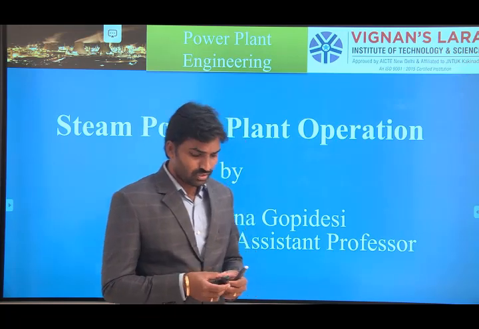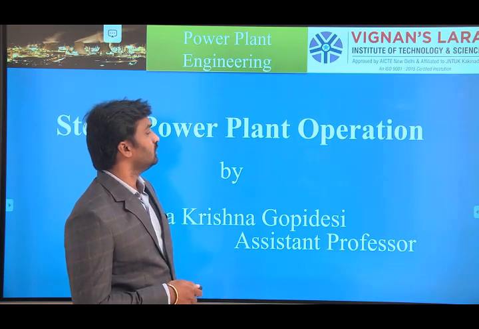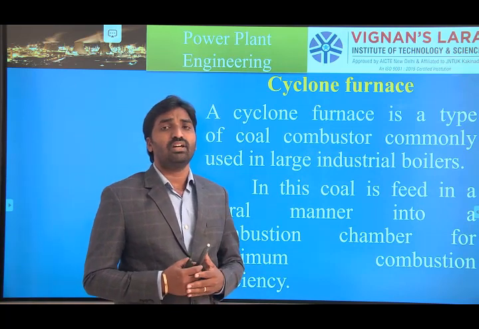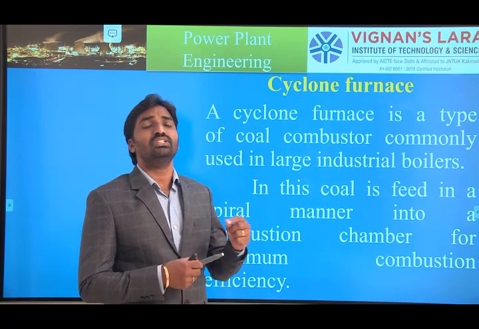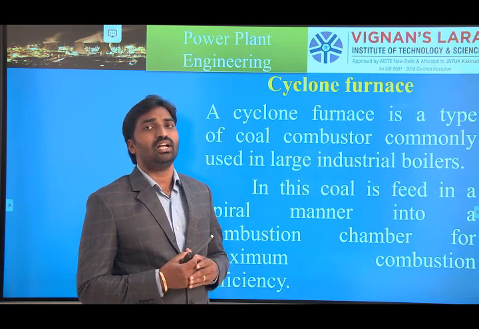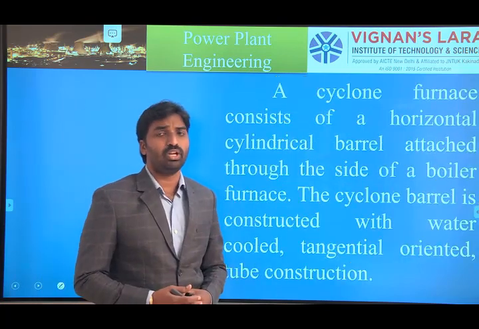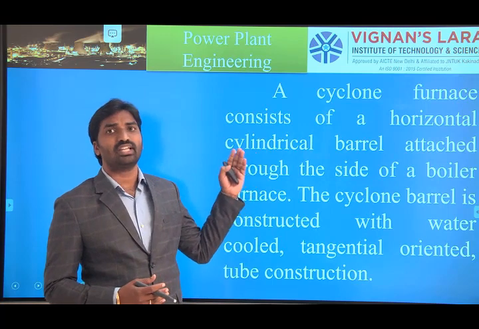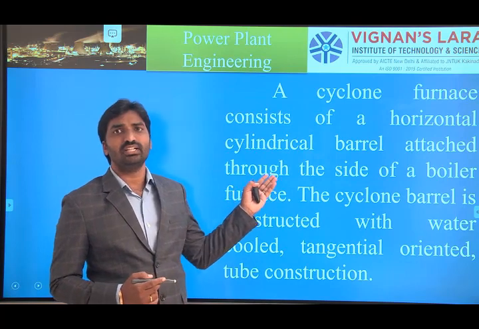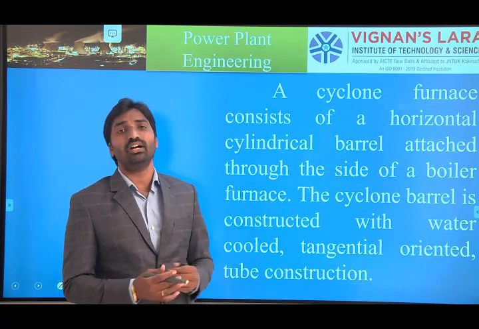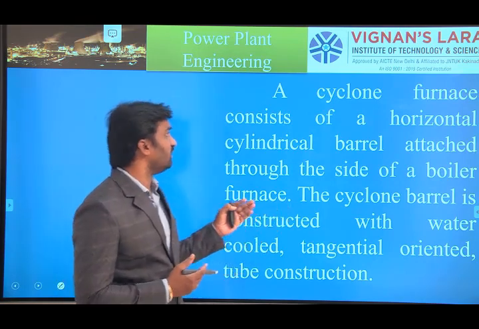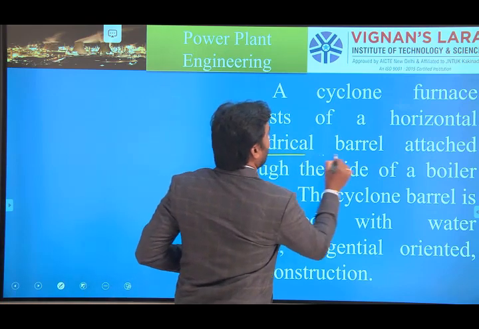So what is meant by a cyclone furnace? Generally we use the cyclone furnace for combustion of coal in a combustion chamber, and it is used for large capacity boilers. Now I would like to explain the working of a cyclone furnace. A cyclone furnace has a horizontal cylindrical barrel attached to the side of a boiler furnace.